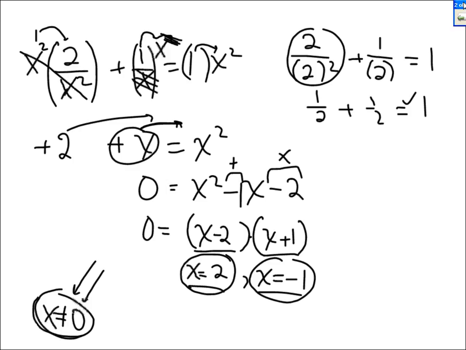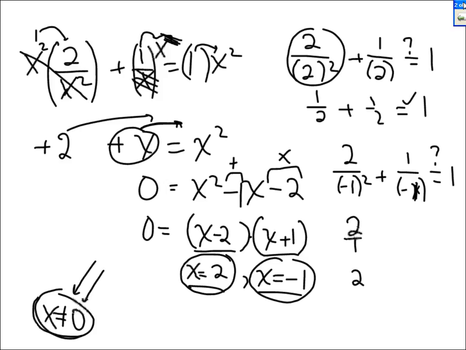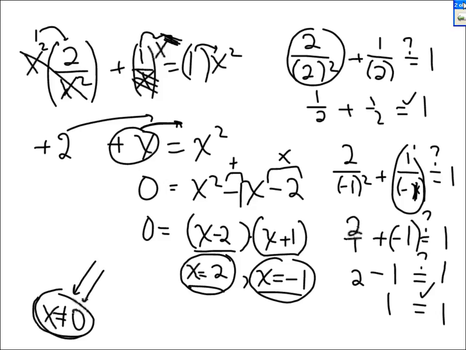If we try negative 1, we have 2 over x squared plus 1 over x, which is negative 1. Does this equal 1? Well, here you have 2 over 1, which is 2, plus 1 over negative 1 is negative 1. And 2 plus negative 1 is 2 minus 1. And the question is, does it equal 1? Well, of course 2 minus 1 equals 1. So we checked.